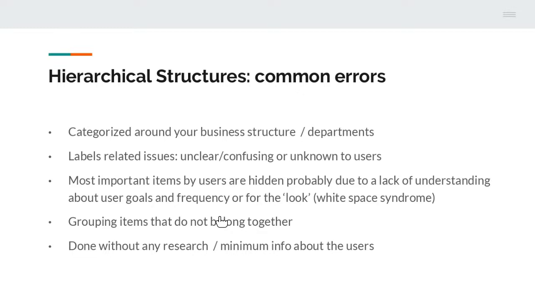Most important items by user are hidden. I will show you an example of this. I think I have an example to share on screen. Sometimes the most important items that users are actually interested in, because we know it is a very important goal they might have, end up being hidden in your architecture or your site. It could be due to multiple factors: a lack of understanding of the user goals, or not even caring about presenting an IA that is aligned with the user goals.